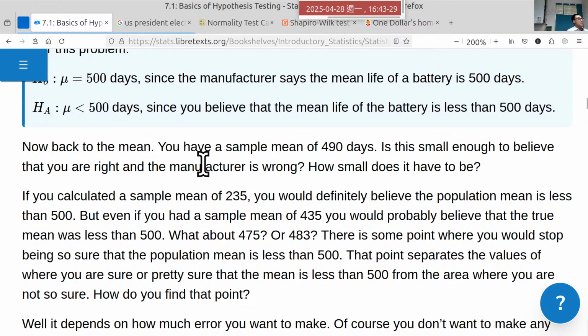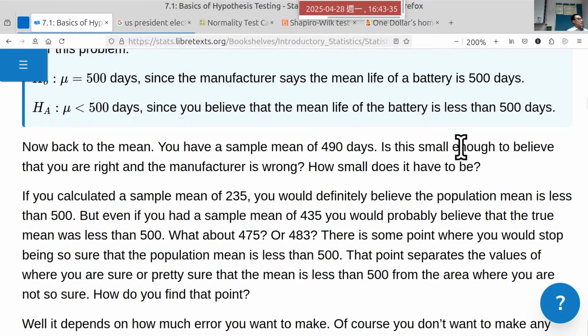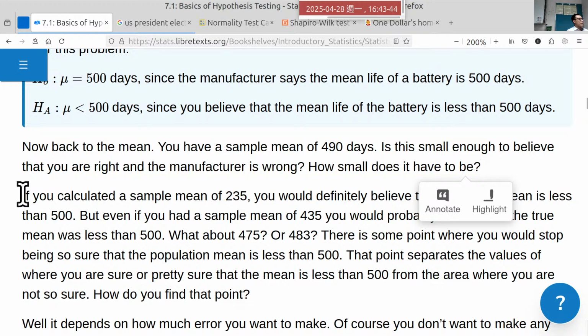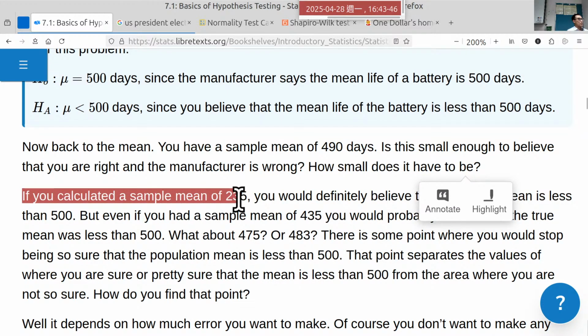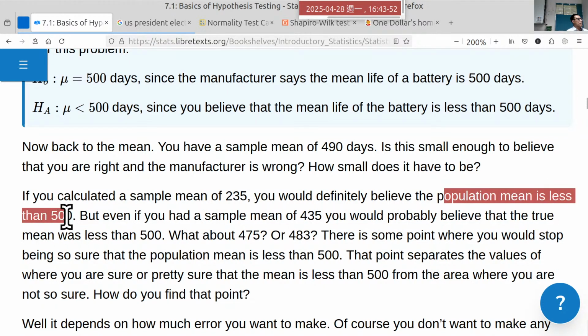Now, back to the mean, you have a sample mean of 490 days. Is this small enough to believe that you are right and the manufacturer is wrong? How small does it have to be? Let's check. If you calculate a sample mean of 235, you will definitely believe the population mean is less than 500 days. But now they got a 490.